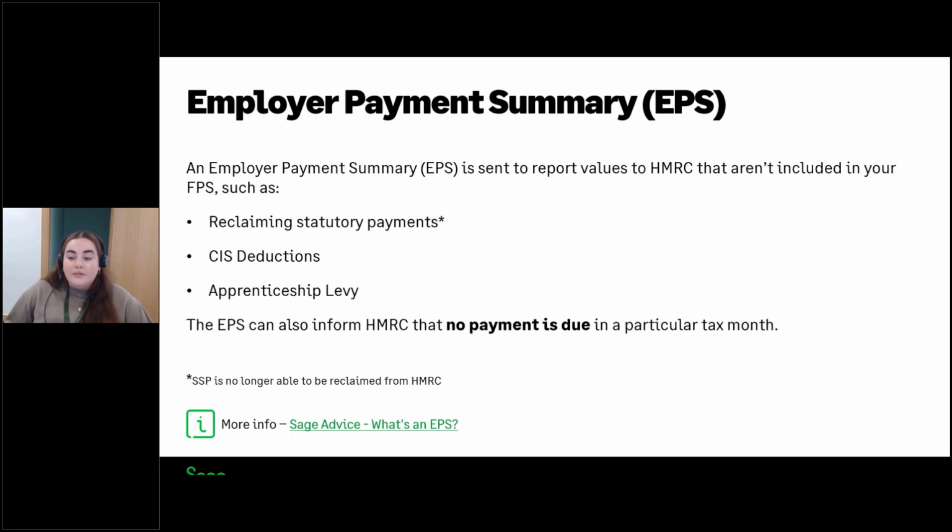And just to reiterate there, when I say statutory payments, statutory sick pay is no longer able to be reclaimed from HMRC. So it'll be things like your maternity pay, adoption pay, paternity pay.